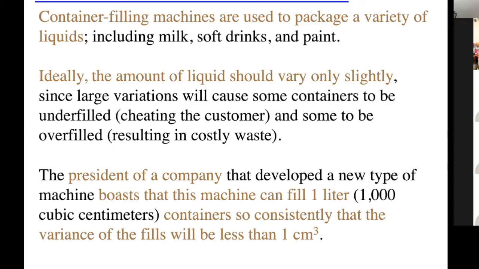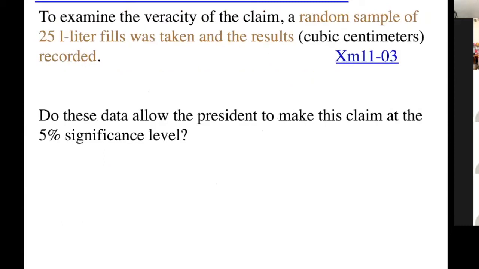So to do hypothesis testing, you take a sample of, I believe it was, 25 bottles, and on each bottle you measure exactly how much it is filled by that new machine that he's claiming is super accurate. And we want to see if his claim is true at a 5% significance level, which means my confidence level is 95%. So what is the null?